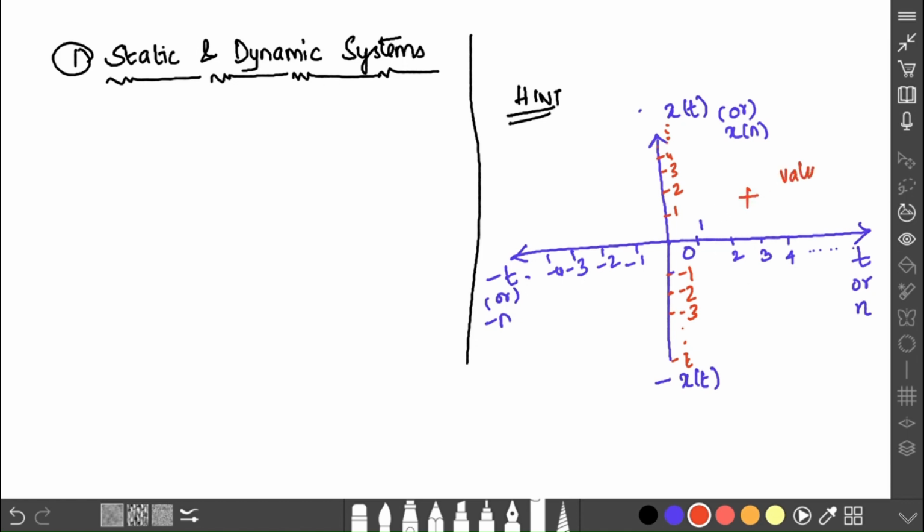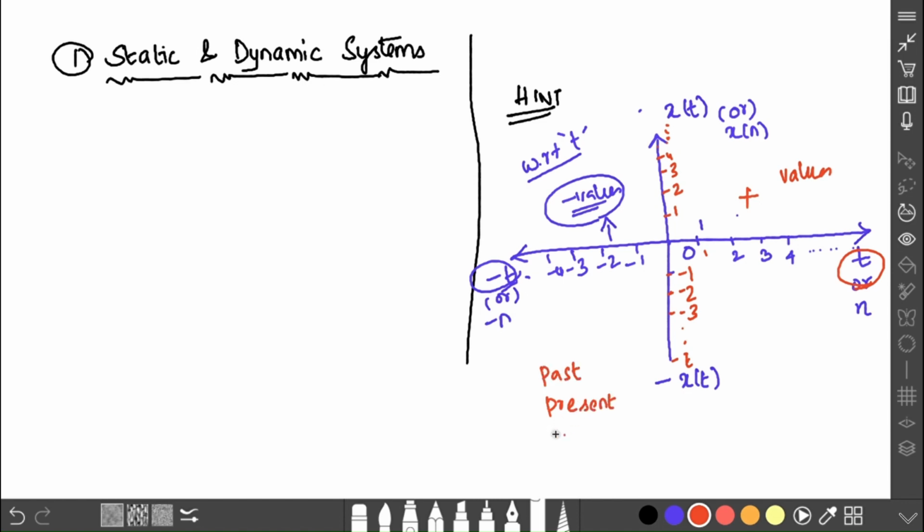On the upper half, that is the y axis, it will be x of t, whichever signal you are defining, and in case of DT it will be x of n. Below it will be the minus y axis, that is minus y. Y is nothing but minus x of t in case of CT and minus x of n in case of DT. Here we have to consider 3 values when we are considering the input and output.